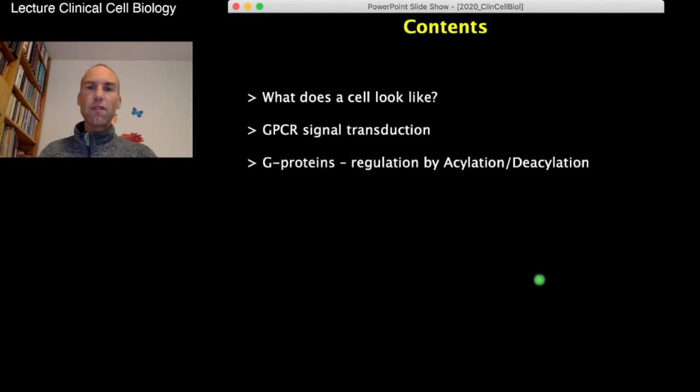So that's the end of this part, and then we will continue with the role of G protein coupled receptors in signal transduction. And again, I will explain how we can use microscopy to learn more about this process.